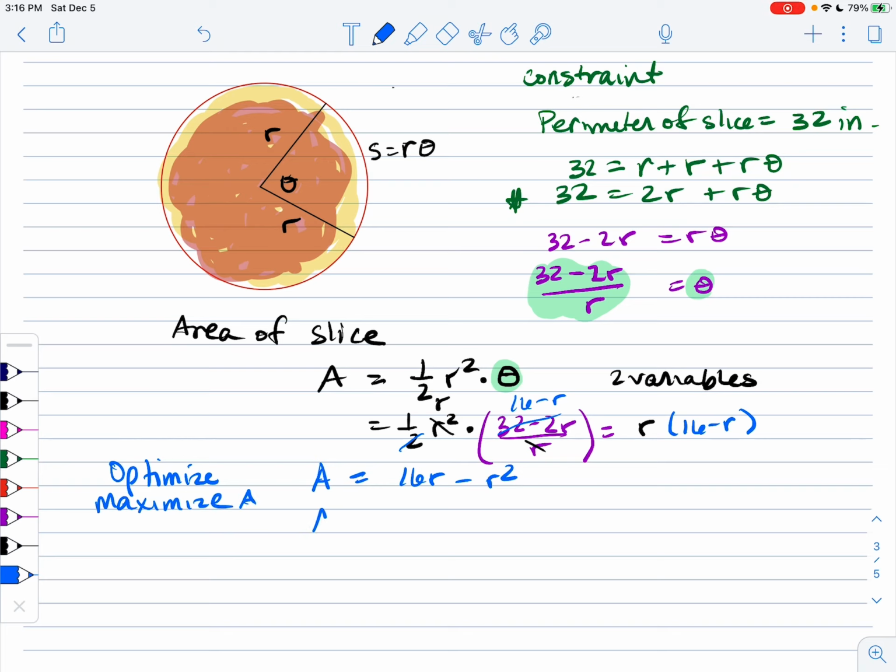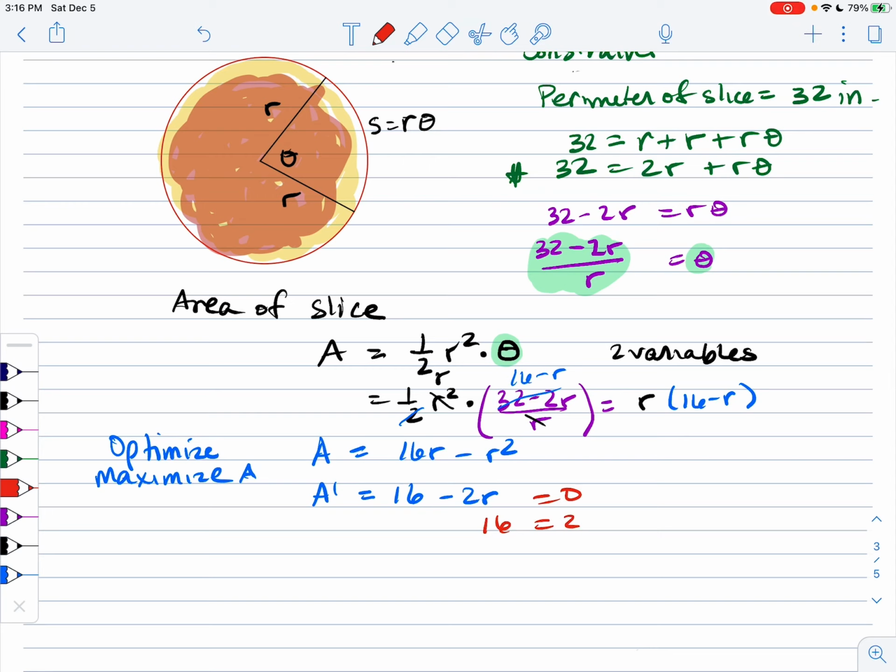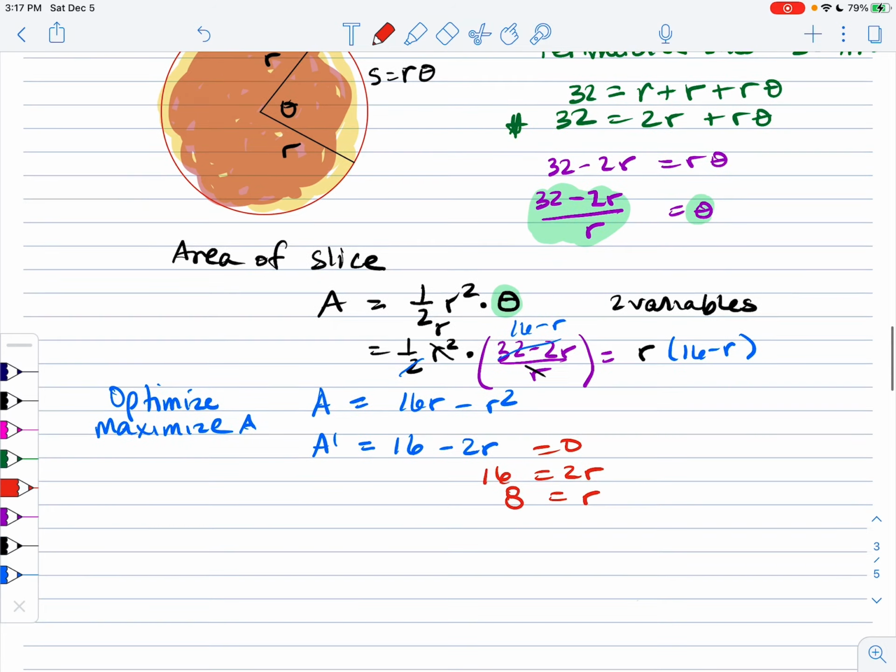So my process, I want to take my derivative. I want to set my derivative equal to 0, and I see here that 16 is equal to 2r, or r here is equal to 8 inches. Good. So we know that with perimeter, if the perimeter of our slice is no more than 32 and we have 2 r's, r can't go over 16 in order for us to even have a slice. So in our range of values, r would be no more than 16.